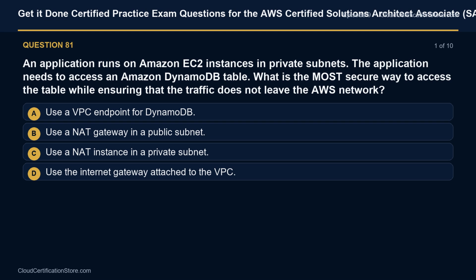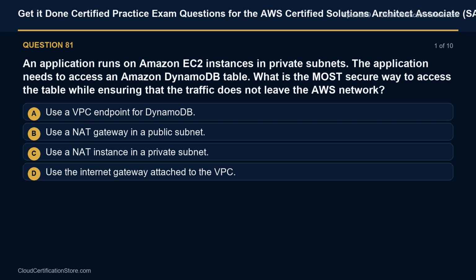Question 81. An application runs on Amazon EC2 instances in private subnets. The application needs to access an Amazon DynamoDB table. What is the most secure way to access the table while ensuring that the traffic does not leave the AWS network? Option A. Use a VPC endpoint for DynamoDB.